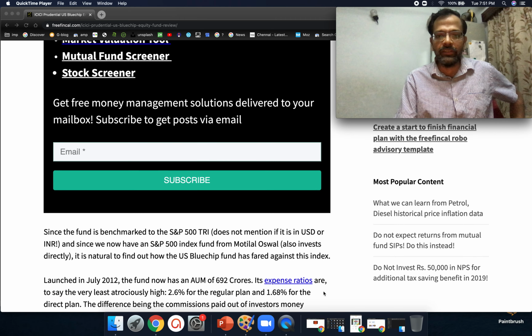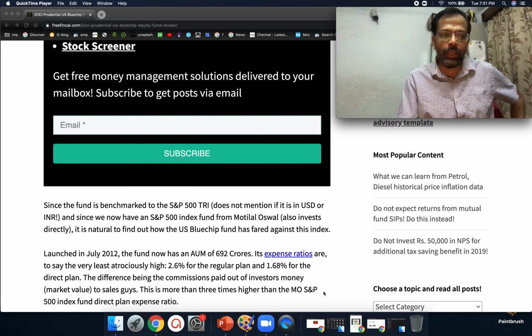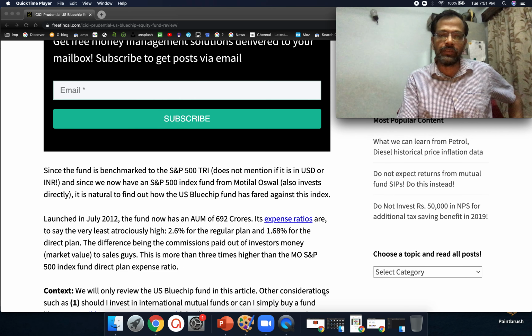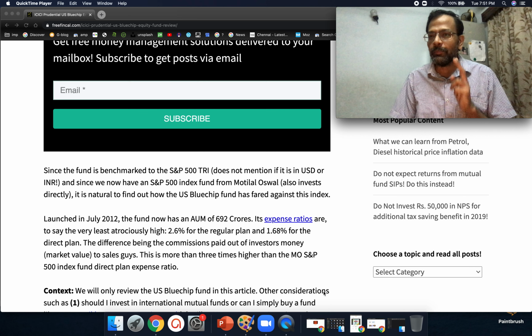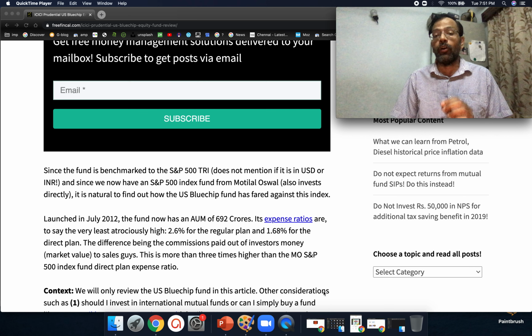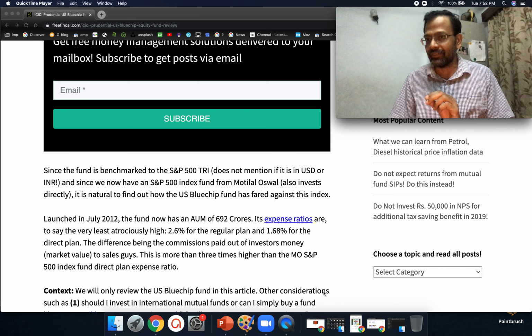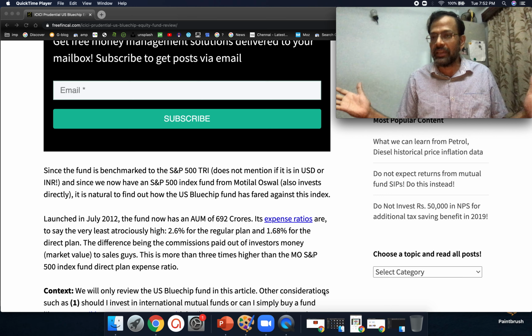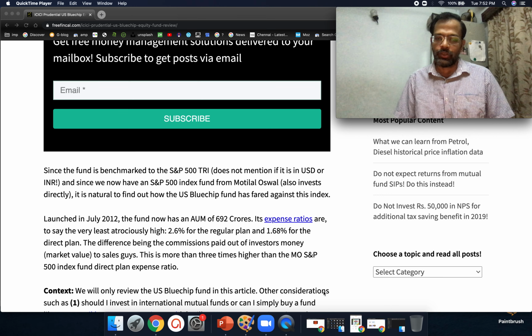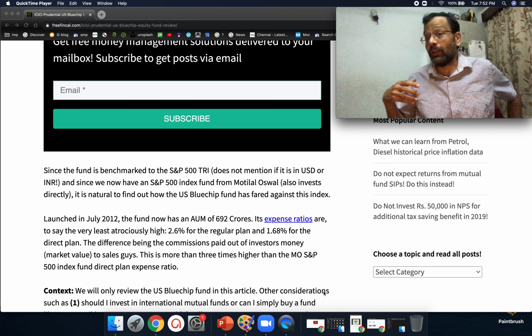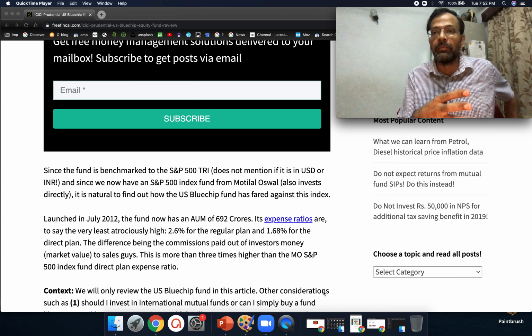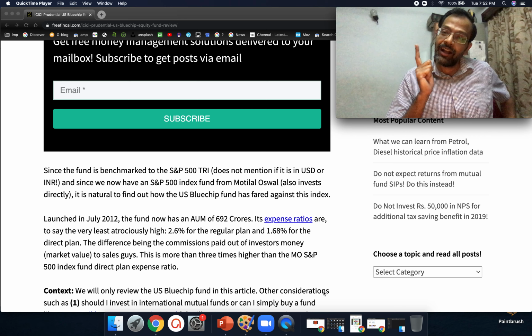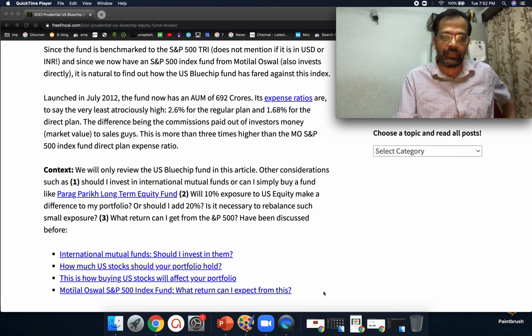The problem is this fund has got an AUM of about 692 crores and an expense ratio of 1.68% for the direct plan. That's a huge number. The S&P 500 index fund from Motilal is available for more than 3 times less than that. So it's like 0.49% or something like that. So the difference is more than 3x, and that's a little too much. For that high expense ratio, they better be beating the S&P 500 INR. Are they doing that? That's the question.